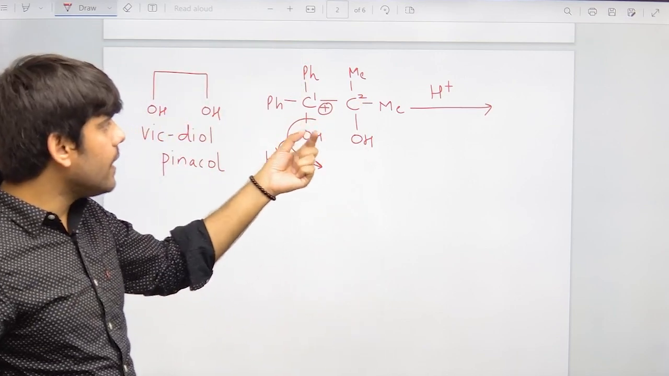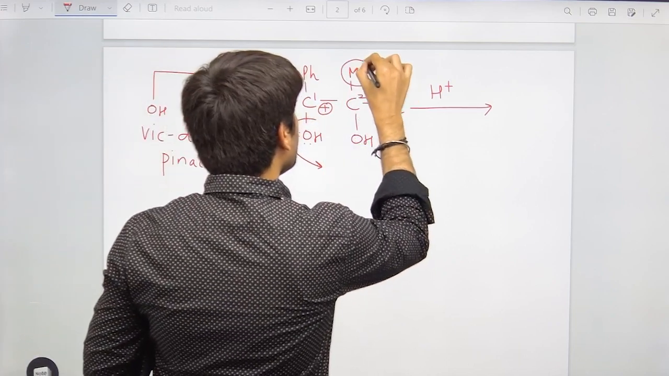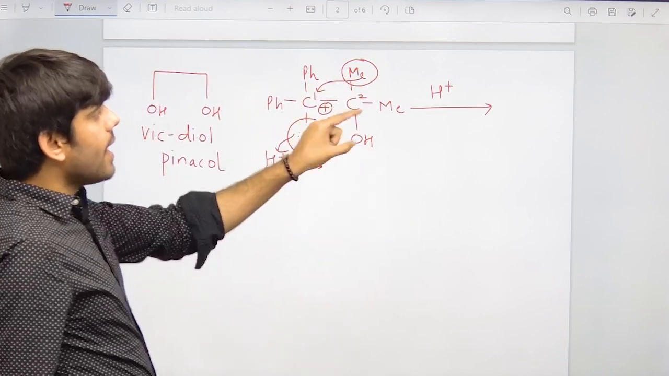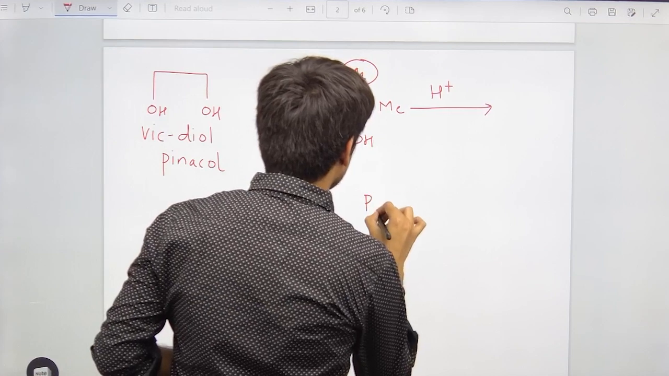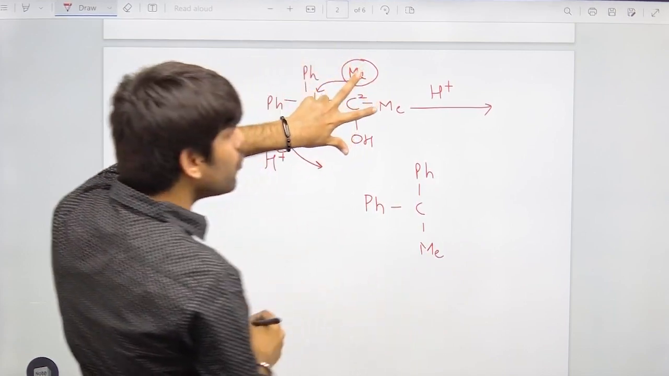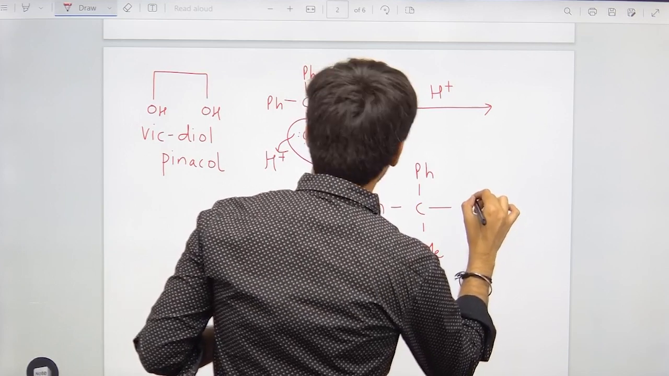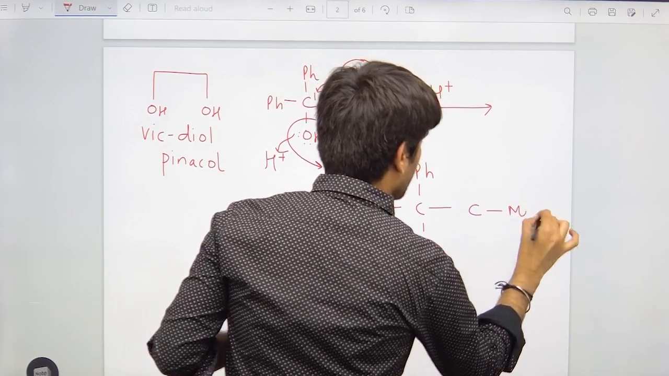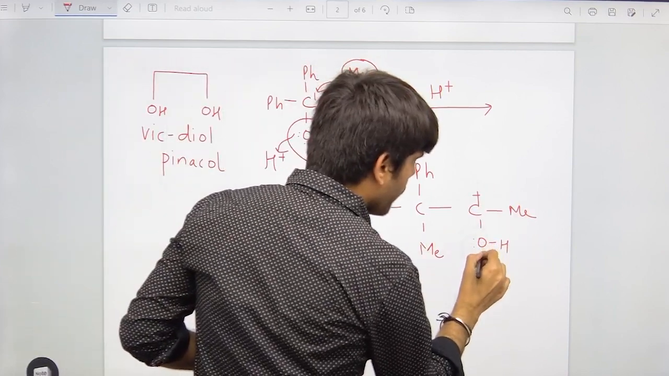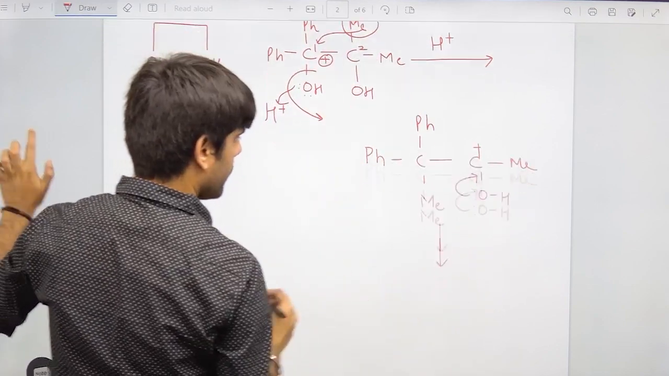Now what will happen when I get a plus on this carbon? This particular methyl will migrate onto this carbon, and I will get a positive charge here. Since I have two methyl groups, it doesn't matter; I need to shift one of the methyl groups, and this is what I will get, and a positive charge here. In the next step, the lone pair of electrons on this oxygen will be shifted over here. What I will get is this.